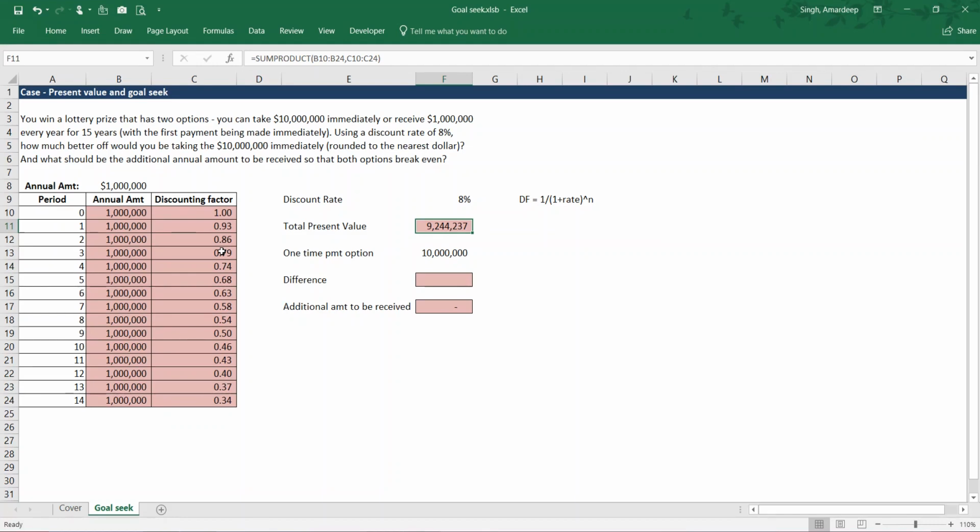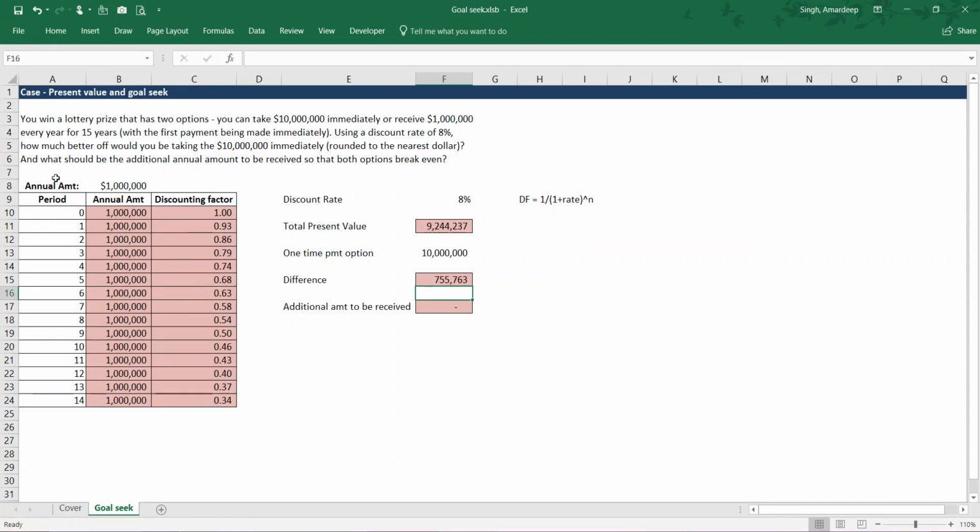Now you can compare that in option number 1 we are receiving $10 million, and in option number 2 the annuity that we are receiving for the next 15 years translates to a total present value of 9.2 million as of today. So effectively we are better off going with option number 1, because option number 1 gives us a higher amount to the tune of about $755,000. Alright, so option number 1 is better. If we go by $1 million annuity for the next 15 years versus 10 million, then option number 1, which gives us the one-time payment, is better.